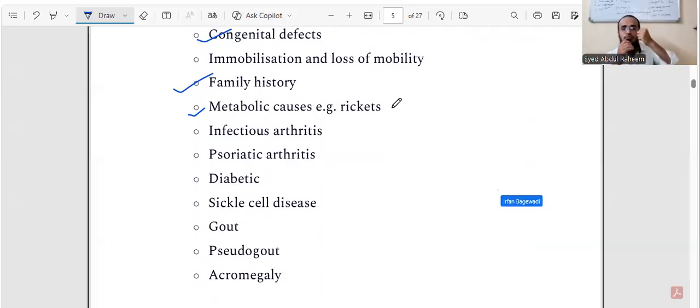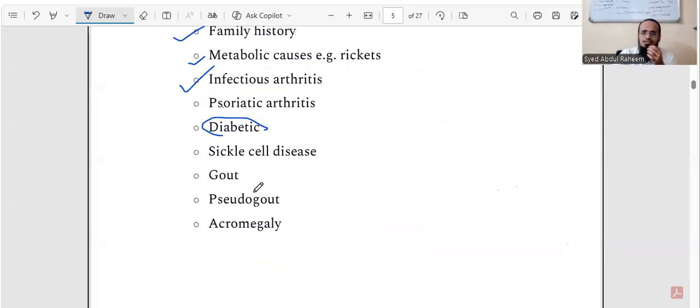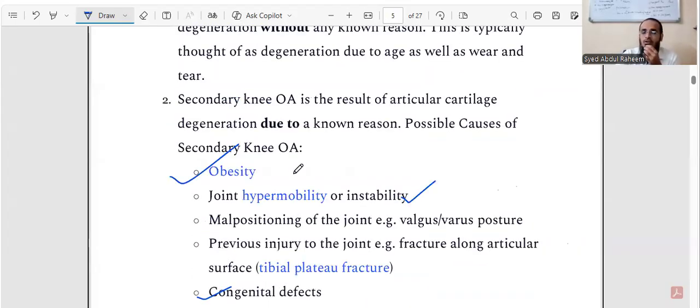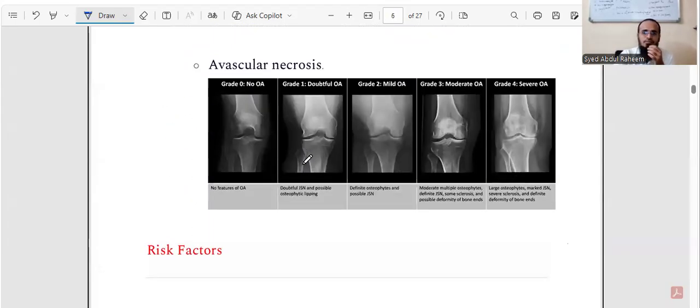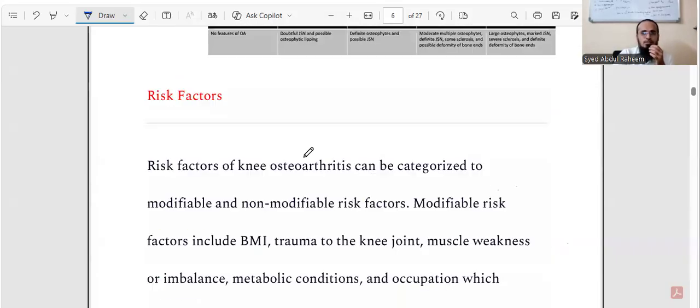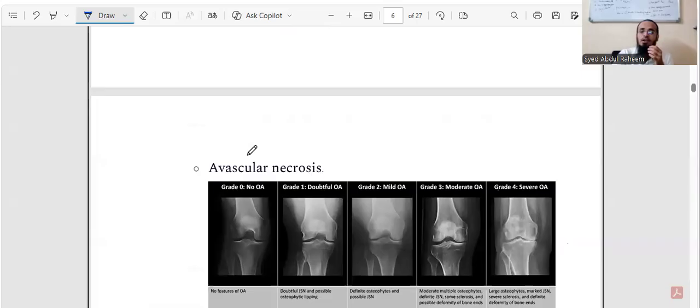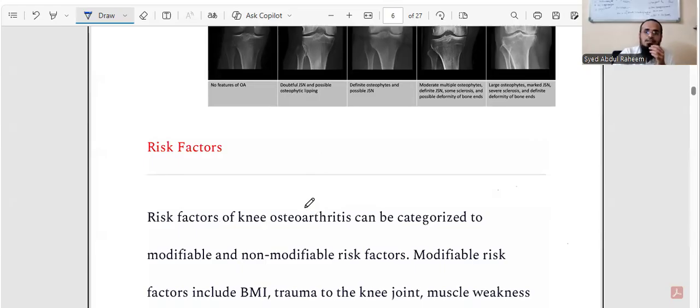Absorption of calcium is decreased due to the deficiency of vitamin D. Rickets, infectious arthritis, psoriatic arthritis, diabetes is also a second main cause of osteoarthritis. Sickle cell disease, gout. These are the major common causes of osteoarthritis. And avascular necrosis also. It may occur in the knee joint also. Avascular necrosis is a decrease in the blood supply to the knee joint. We will discuss this. Risk factors.